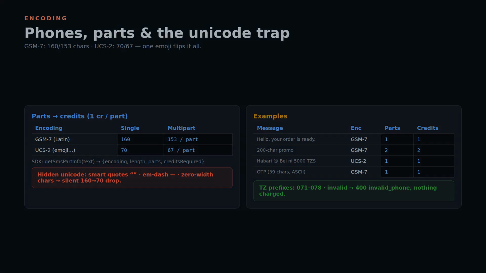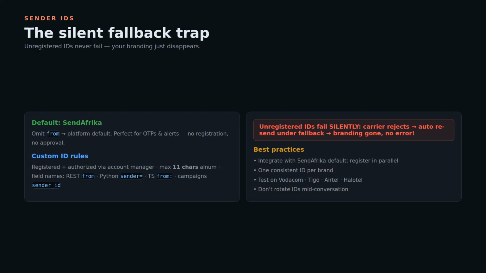Sanitize user-composed text. Sender IDs, the name recipients see. Omit the from field and messages go from SendAfrica, the platform default. Perfectly fine for OTPs and alerts. Your own sender ID must be registered and authorized through your account manager first, with a maximum of 11 alphanumeric characters. And here's the trap. An unregistered sender ID does not fail. The carrier rejects it, and the platform silently resends under its fallback sender. Your branding quietly disappears across thousands of messages.